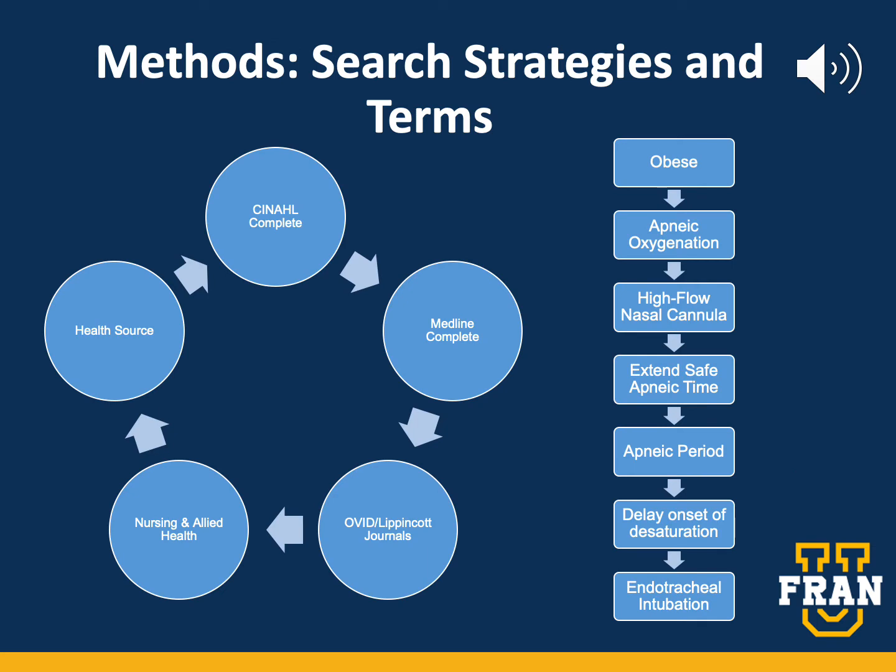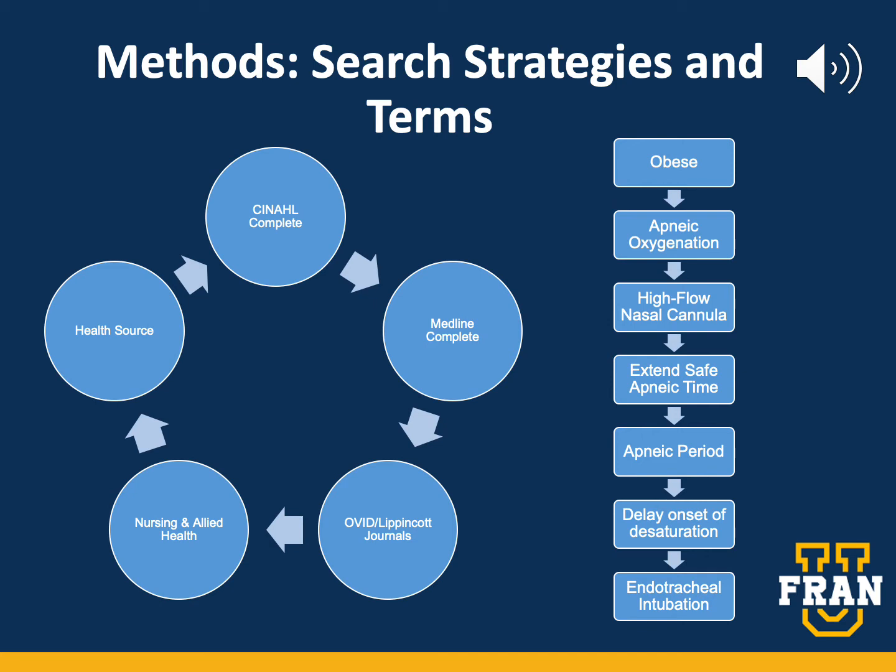An exhaustive search of relevant literature was completed to identify scholarly peer-reviewed journals published in English from September of 2009 to September of 2019. The students systematically searched the following databases: CINAHL Complete, Medline Complete, Ovid Lippincott Journals, Nursing and Allied Health Database, and Health Source. Additionally, utilization of Google Scholar and manual reference checks of current literature were performed to identify additional pertinent literature.